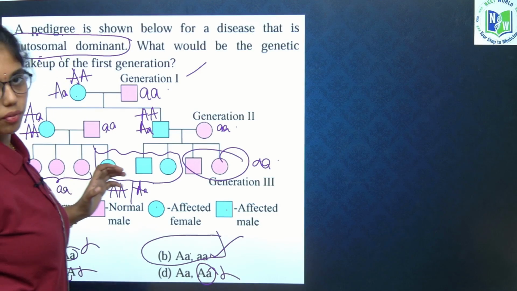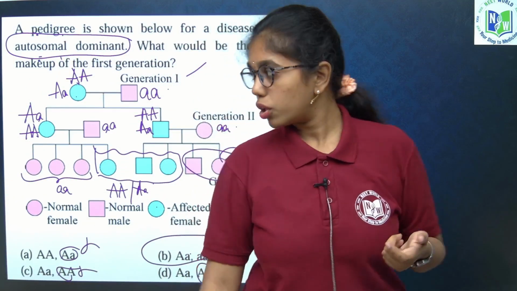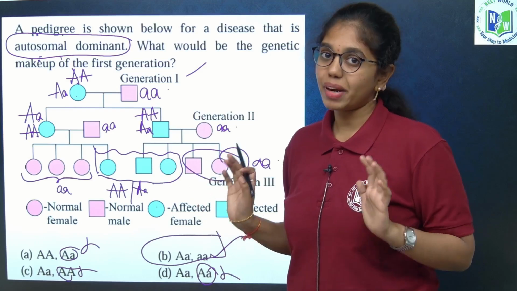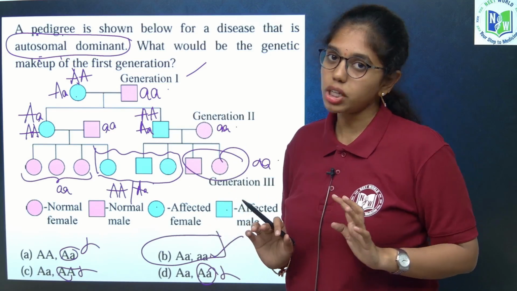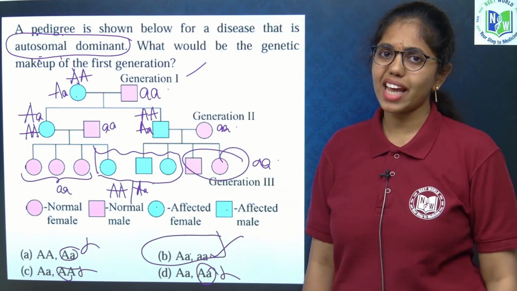When the disease is given, it is easy for you to predict the alleles, the combination of alleles. It is pretty easy. This is how the questions can be asked.